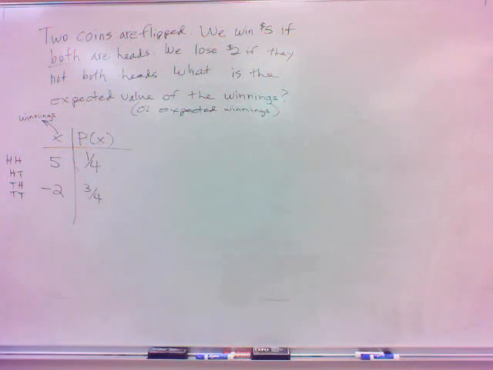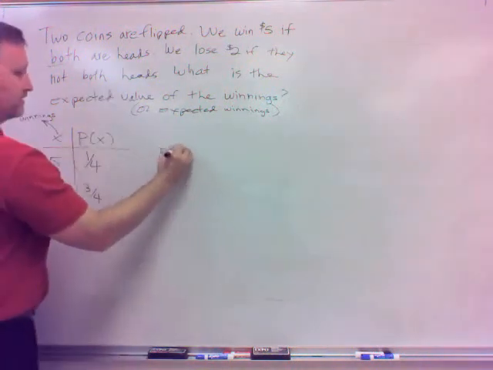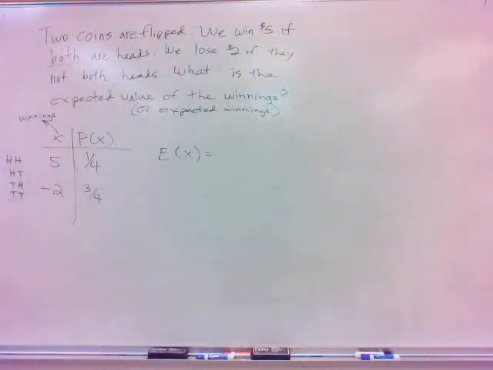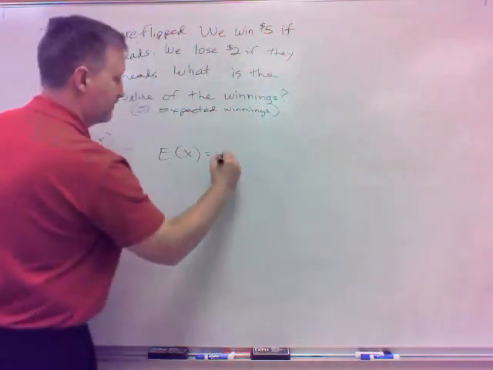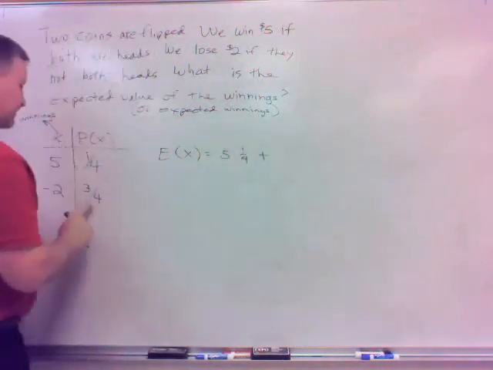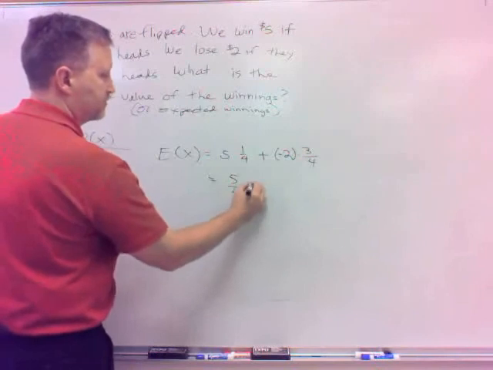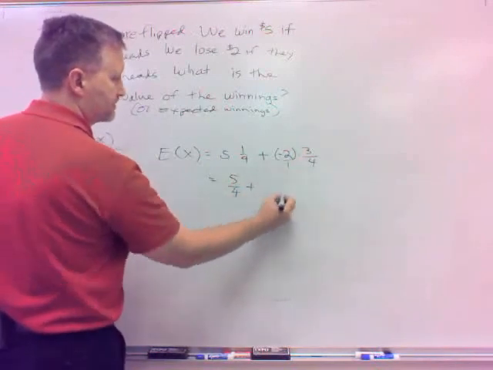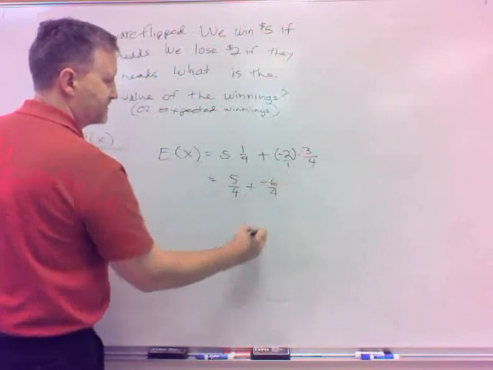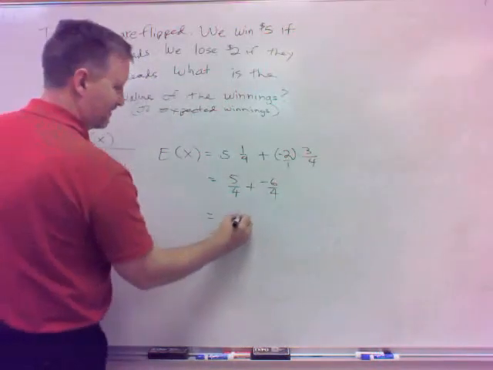5 is 1/4, -2 is 3/4 probability. Because this is the probability I don't get both heads. 3 of them. I would lose $2 here, here, and here, right? So 3 out of 4 times I'm going to lose $2. Okay, but that's not the question. The question was, what's the expected value of the winnings? So how do I do that? Well, once I get the table, just multiply 5 times 1/4. Then multiply -2 times 3/4. See what I get. That would be 5/4 plus -2 times 3/4 be -6/4. What's that going to give you? -1/4.